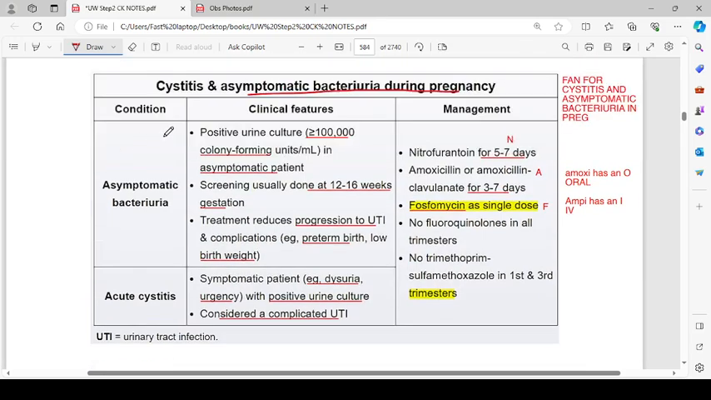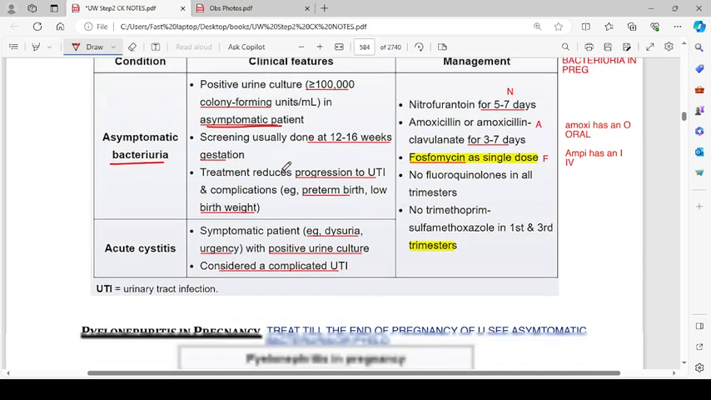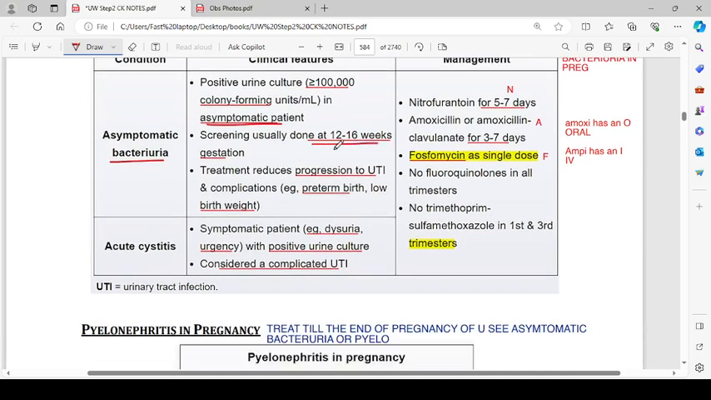So conditions: asymptomatic bacteriuria. The clinical picture is a positive urine culture of more than 100,000 CFU per ml in asymptomatic patients. Screening is usually done at 12 to 16 weeks of gestation. Treatment reduces the progression to UTI and complications, for example, preterm birth and low birth weight. Acute cystitis: symptomatic patient with dysuria and urgency with positive urine culture, considered a complicated UTI.